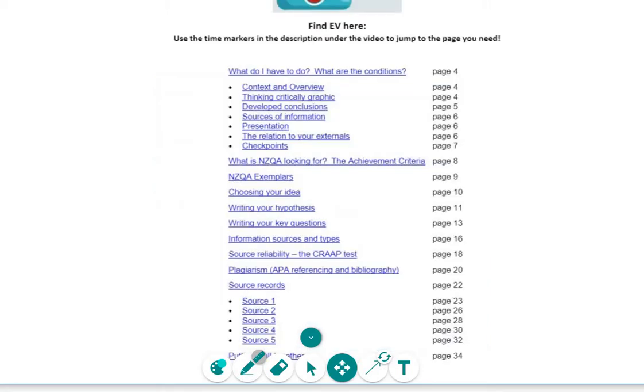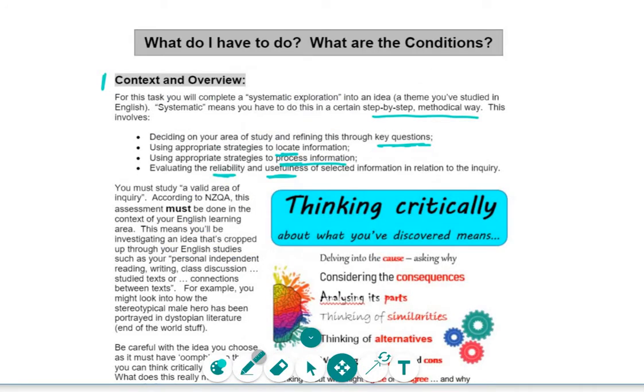Okay, cutting to page 3, there's your table of contents. Page 4, I've underlined a few key things already here. So we're having a look at the context overview up here, and I'll just read through pretty much. For this task, you will complete a systematic exploration into an idea. So remember, idea is theme, message, moral, whatever you like, into an idea that you have studied in English.